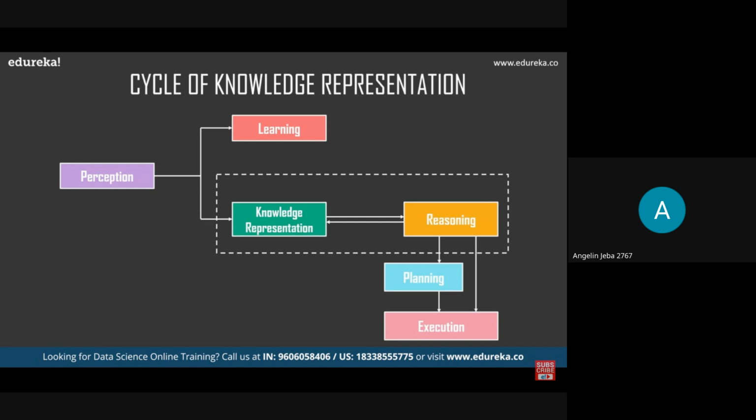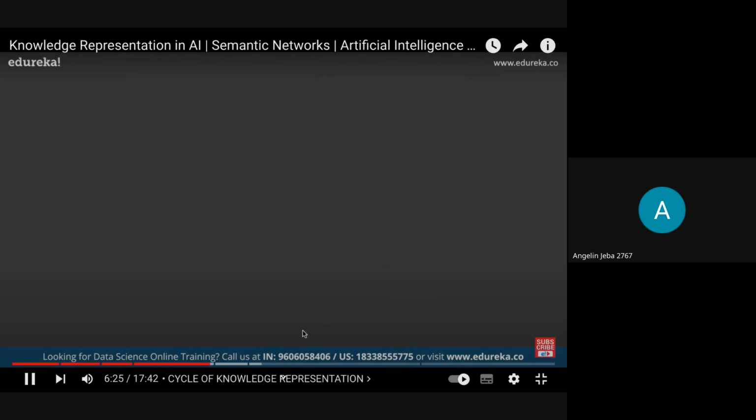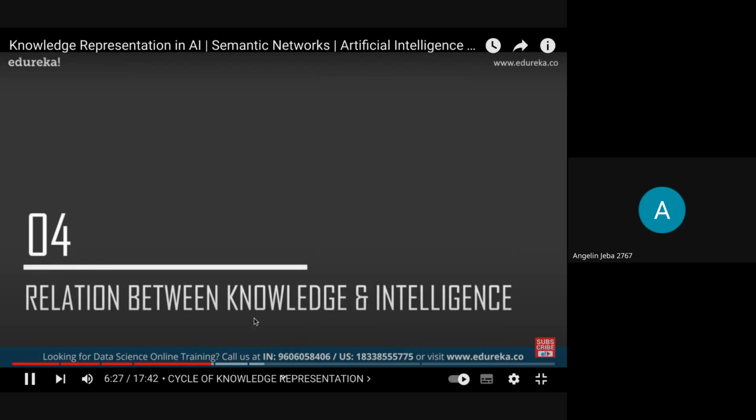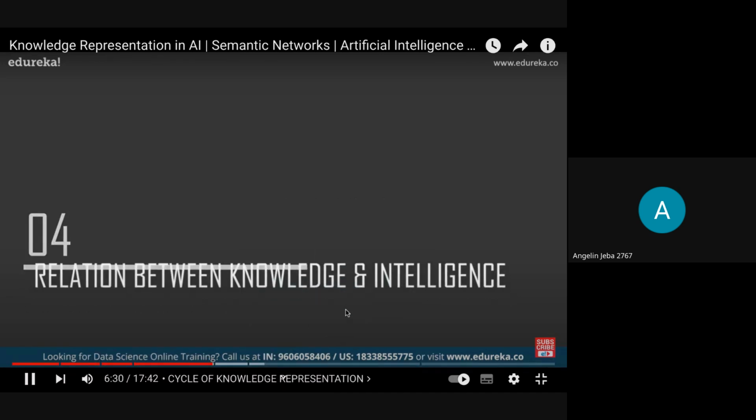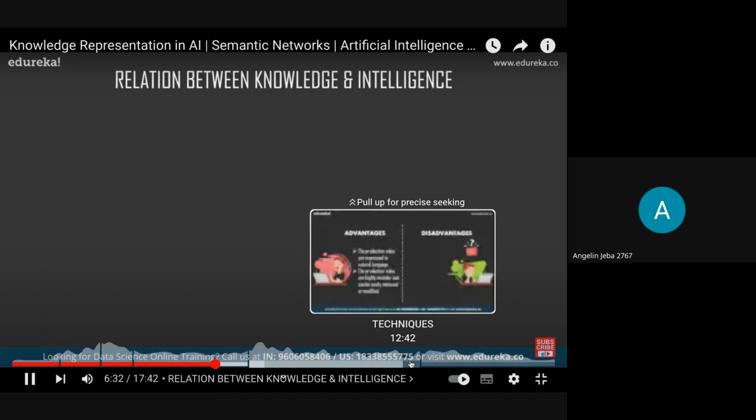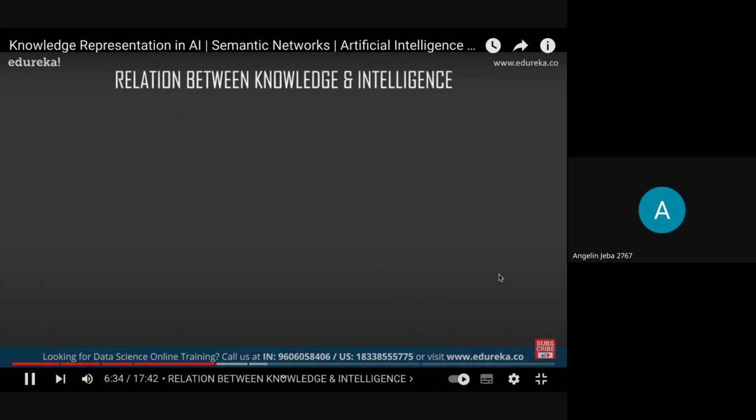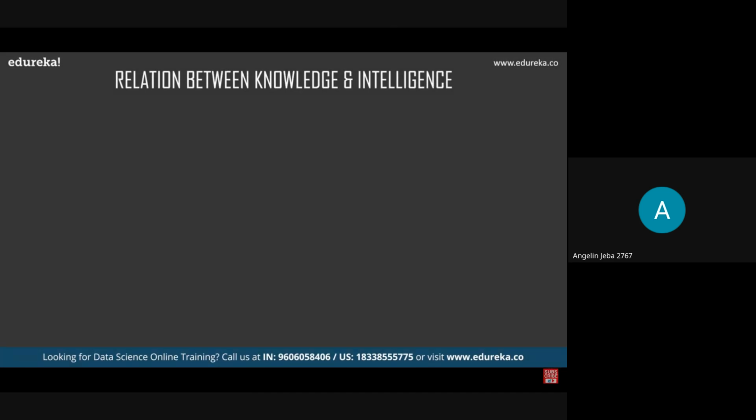So, this was all about the cycle of knowledge representation in artificial intelligence. Now, let's move on and understand the relationship between knowledge and intelligence. So, what is this relation between knowledge and intelligence? In the real world, knowledge plays a vital role in intelligence as well as creating artificial intelligence. It demonstrates the intelligent behavior in AI agents or systems. Now, it is possible for an agent or system to act accurately on some input only when it has the knowledge or experience about the input.